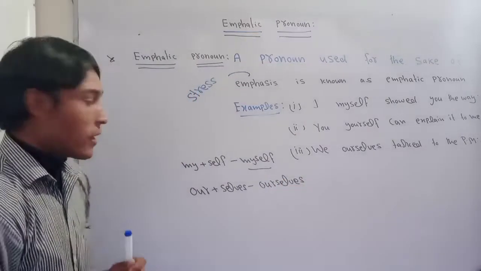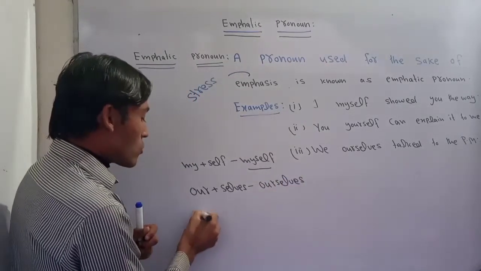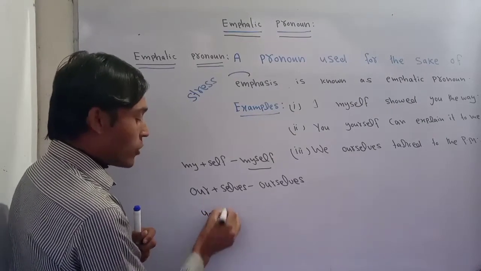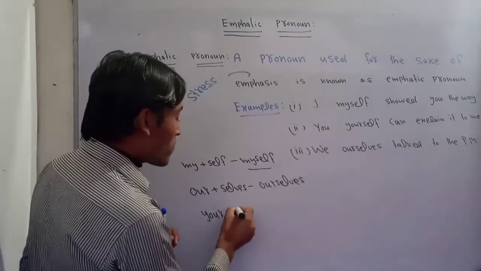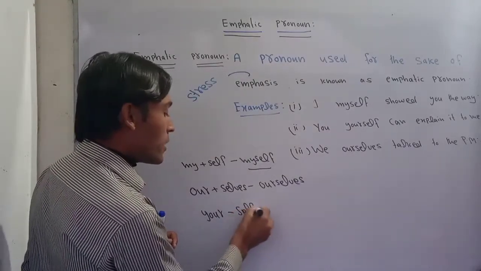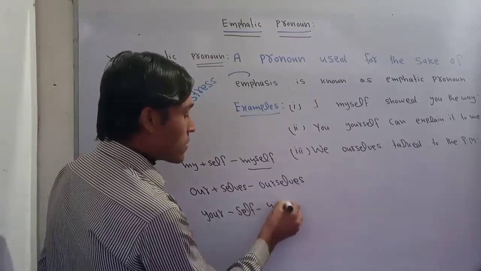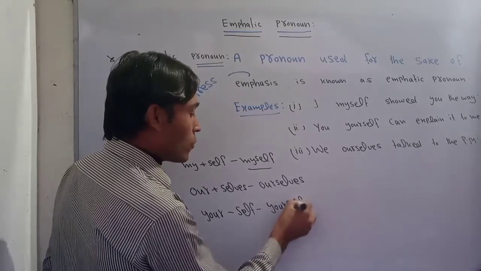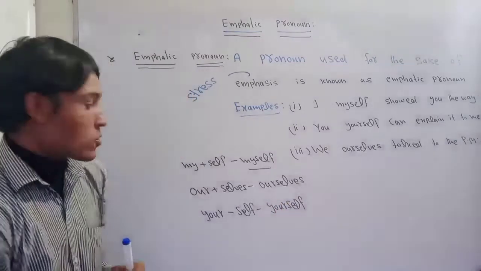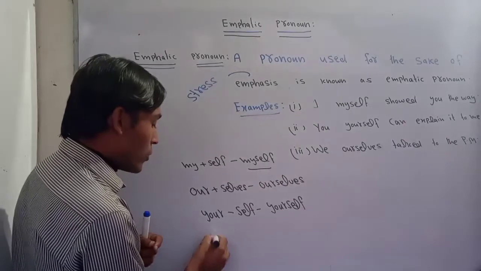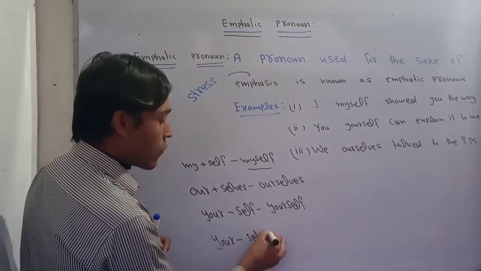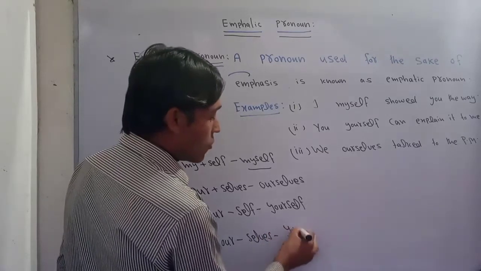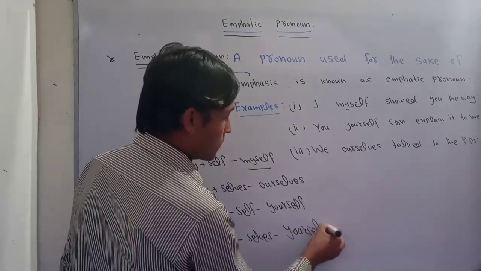And if we talk about the next one, we say your. So there are two options. If we talk about your, your can be singular and plural also. For example, if we add self here, we say yourself. Now if we talk about plural, we can add your, and also we can add selves. So it becomes what? Yourselves. That is called yourselves.